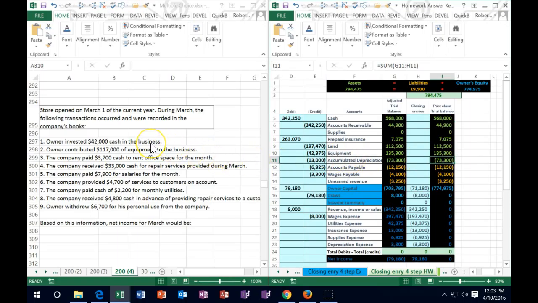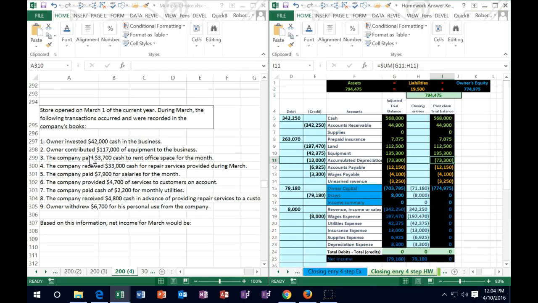All right, so if we go through this, the first one is a bit longer, but this would be a long multiple choice type question, could still fit in a multiple choice type question. So we have the store opened on March 1st of the current year. During March, the following transactions occurred and were recorded in the company's books. So we have this information.